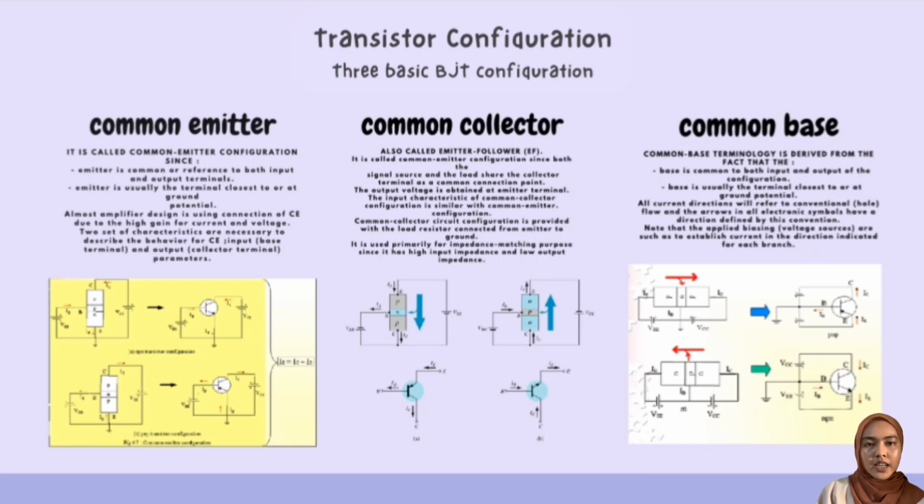Move to common base. Common base terminology is derived from the fact that the base is common to both input and output of the configuration. Base is actually the terminal closest to or at ground potential. All current directions will refer to conventional flow, and the arrows in all electronic symbols have a direction defined by this convention. Note that the applied biasing are such as to establish current in the direction indicated for each branch.